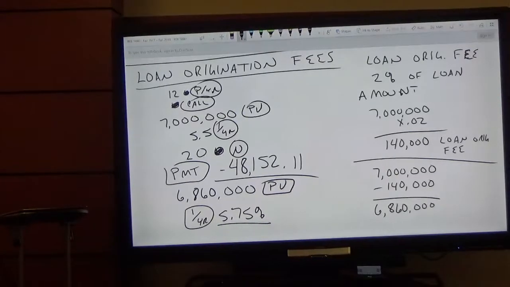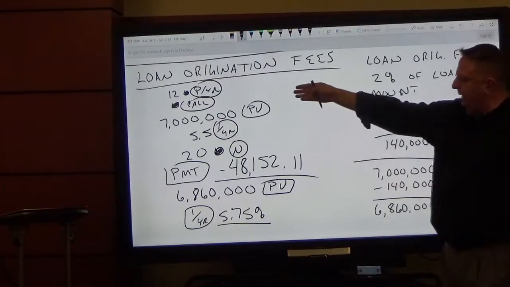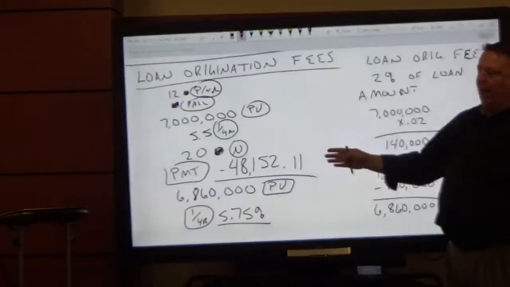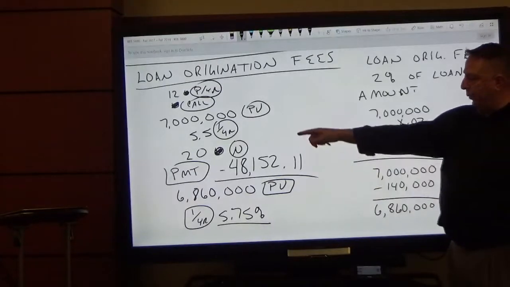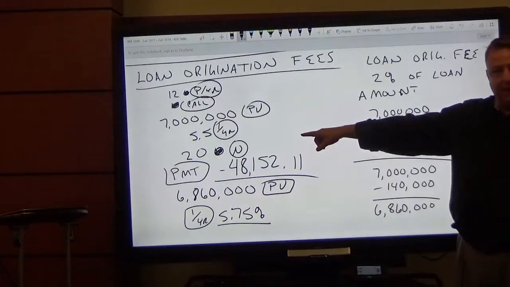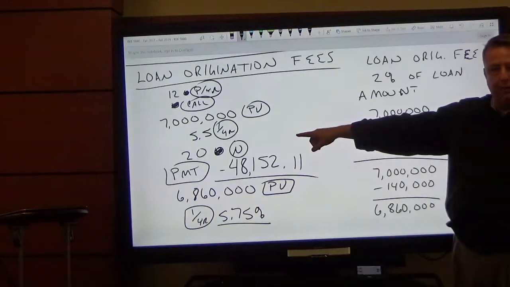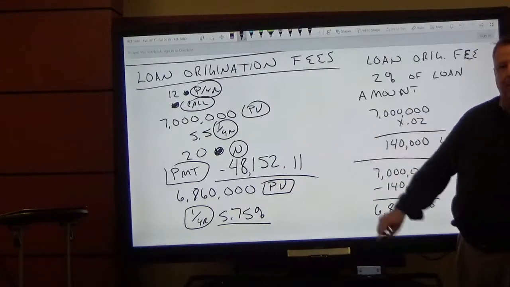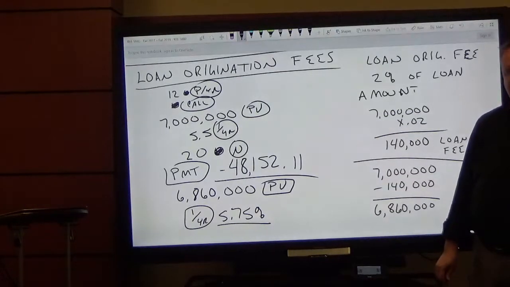Okay. Now here's the part that makes Chase's head explode. This next little piece. So what happens? Now see, this is making the assumption that we hold this loan for how many years? 20 years. But the lender is not going to hold the loan for 20 years. How long are they going to hold it? 5. Huh. What does that mean?